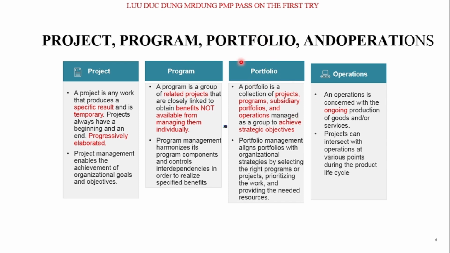So portfolio also includes the project, also program in the portfolio to achieve the strategic objective. So for the company, we have a portfolio to achieve the strategic objective of the organization. We have to manage the portfolio.